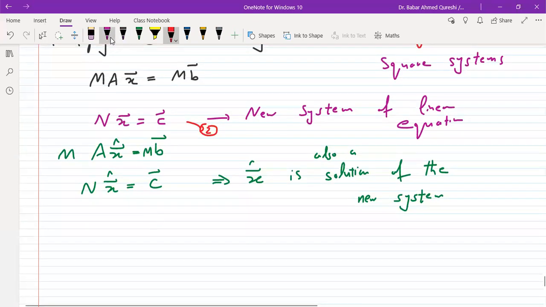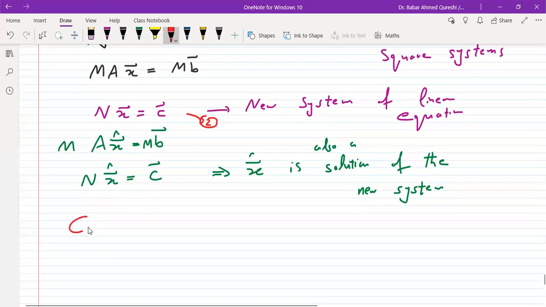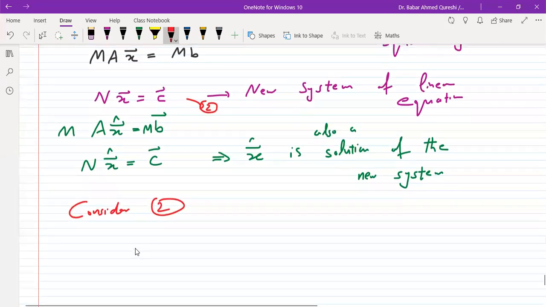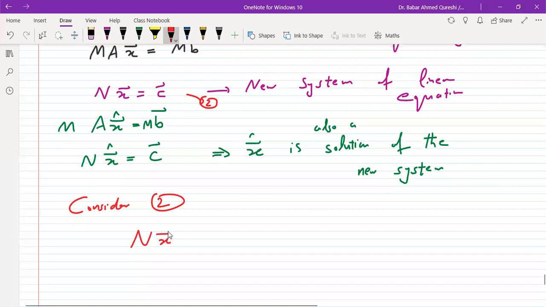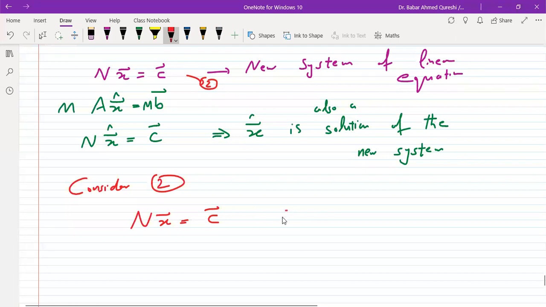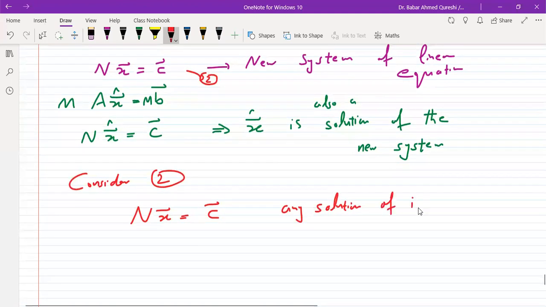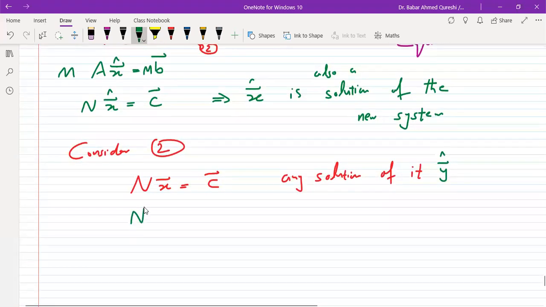What about the other way around? I have got this new equation. Consider 2. And consider any solution of it. Let's call it y hat. So that means it solves it.